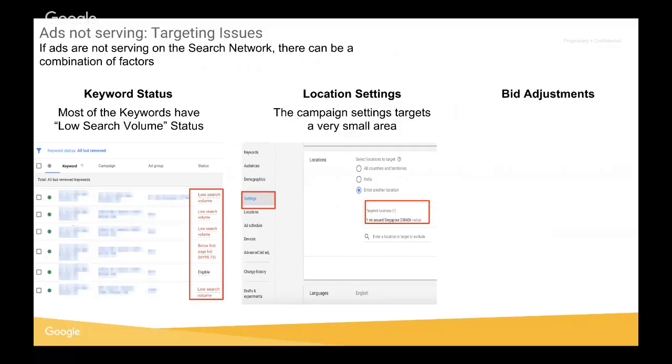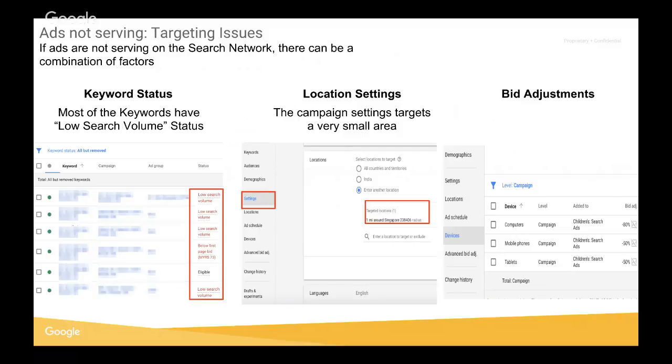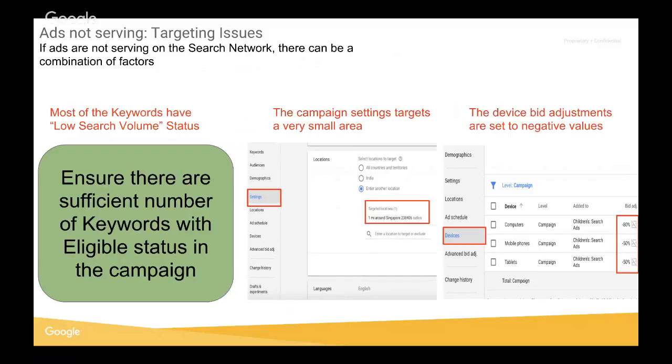There can also be issues with bid adjustments. Here you can see, for example, in this issue, the device bid adjustments are set to negative values. Now, all of these can cause ads to not be competitive for these devices and therefore not serve at all. Easy fixes for all of these.